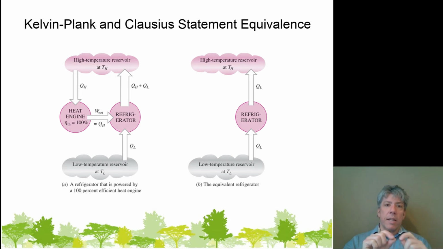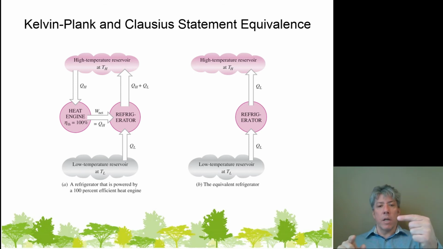Well, we could then take that work and run it into a refrigerator to pump heat from a low temperature reservoir up to the high temperature reservoir, in fact the same one that we extracted the energy from for the heat engine. So if we did that, how much heat would flow? Well, I don't know, but we could call it QL, right? However much heat is pulled from the low temperature reservoir would just be QL.